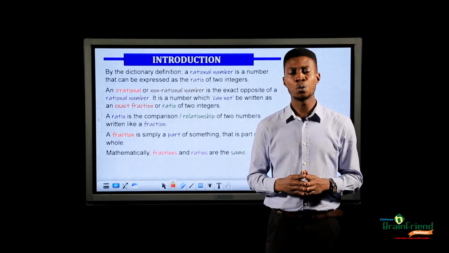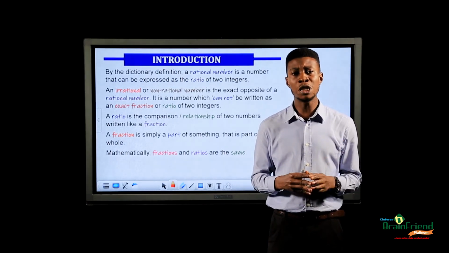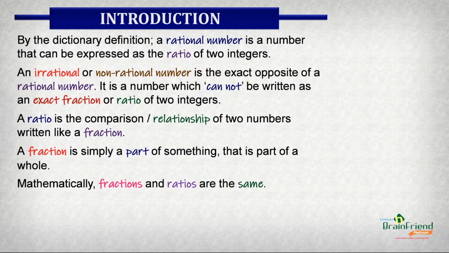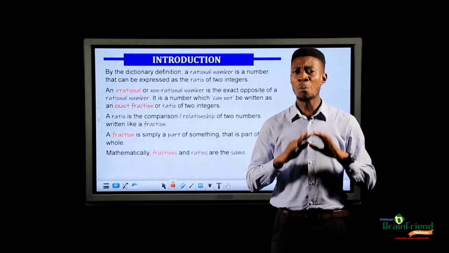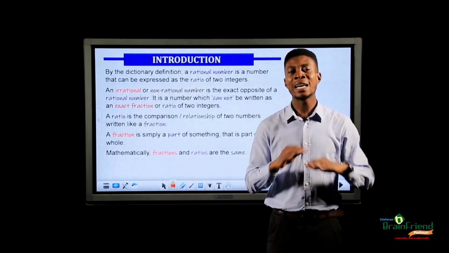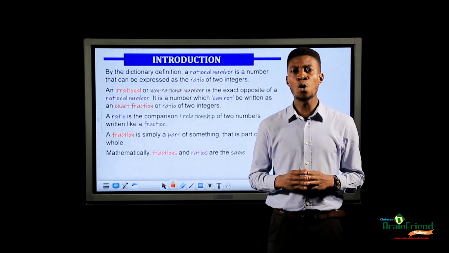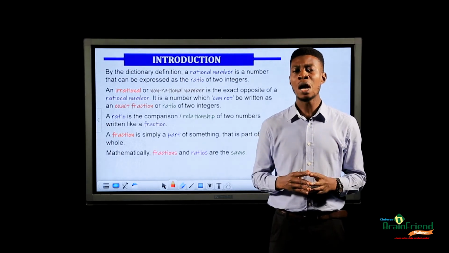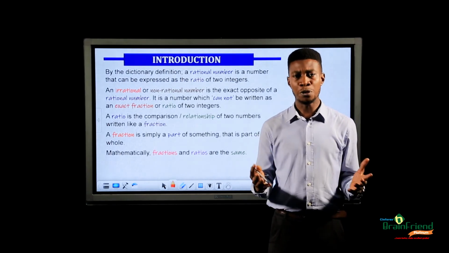What is a ratio? A ratio is the relationship between two numbers. A fraction is a part of a whole. When you have a whole and it's shared, you call one part of that a fraction. Now, mathematically, fractions and ratios are the same. Let's find out more about fractions and ratios.